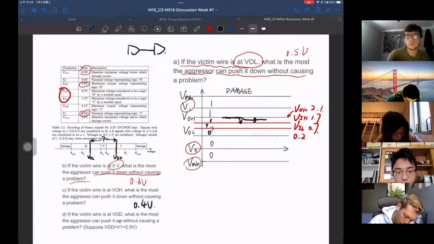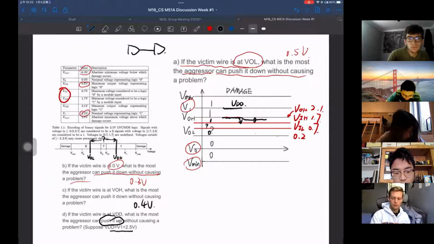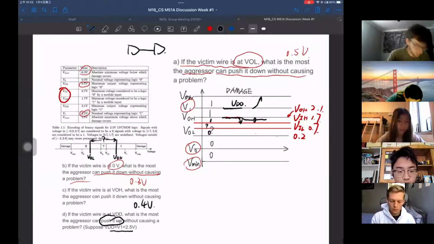So the last one is the victim Y is at VDD. VDD is defined as V1, which is 2.5. This is VDD. And the aggressor wants to push it up. How far can we go here before going to damage? What is Vmax?